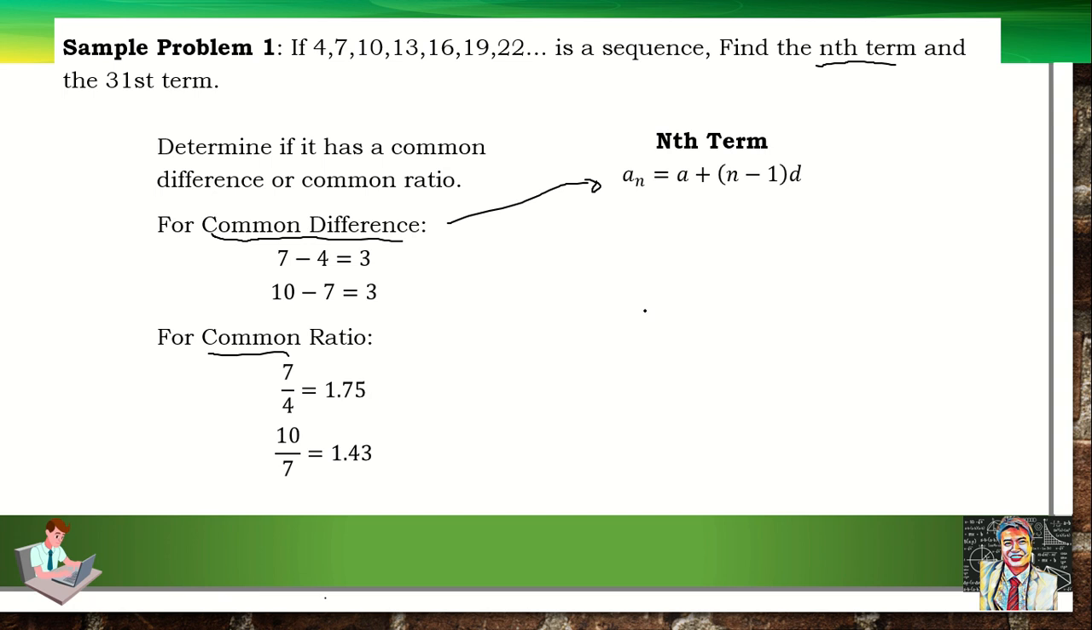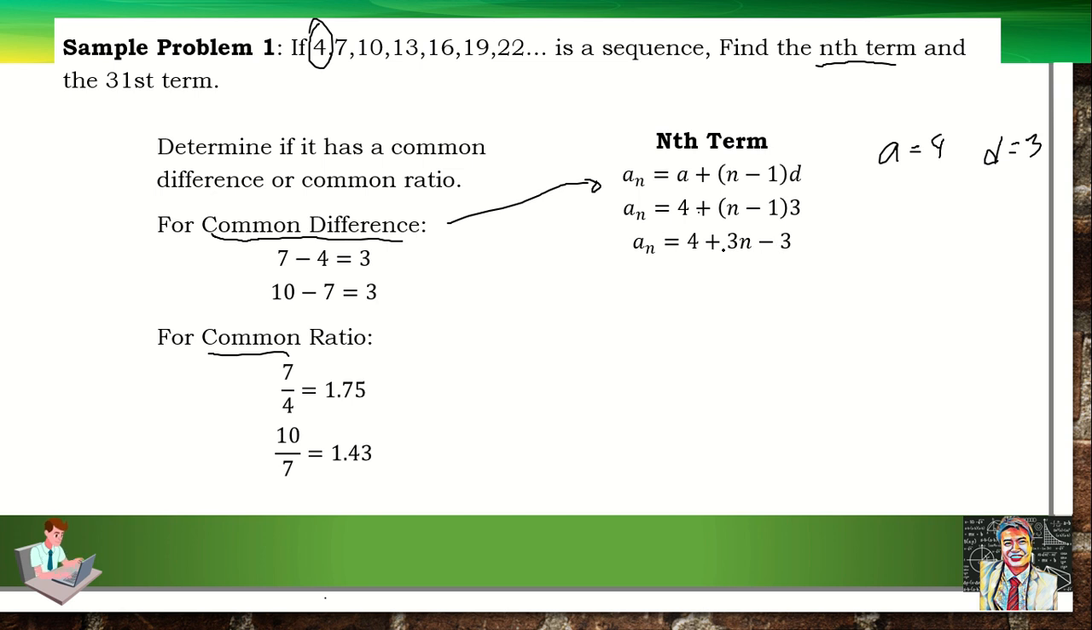Where, since n term lang tayo, wala tayong substitute dito. Tama? Pero meron tayong pwedeng i-substitute for A, which is the first term. A is the first term, which is 4, and D is the common difference, which is 3. So, by substitution, that is 4 plus the quantity of n minus 1 times 3. By distributive property, A sub n is equal to 4 plus 3n minus 3.